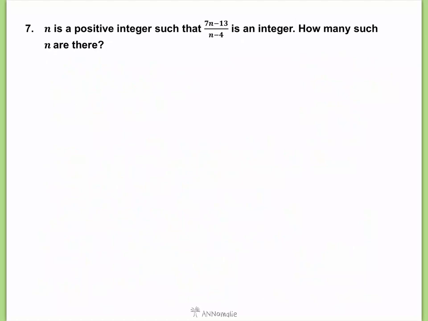Here is a new type of problem. N is a positive integer such that 7n minus 13 divided by n minus 4 is an integer. So this fraction must represent an integer. How many such n are there? Now we start off by looking at this fraction.